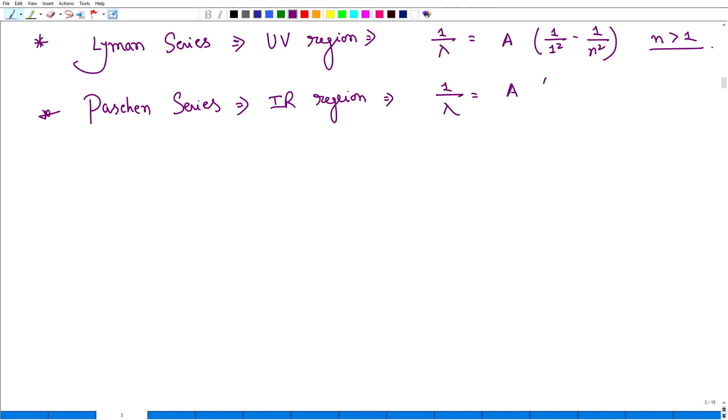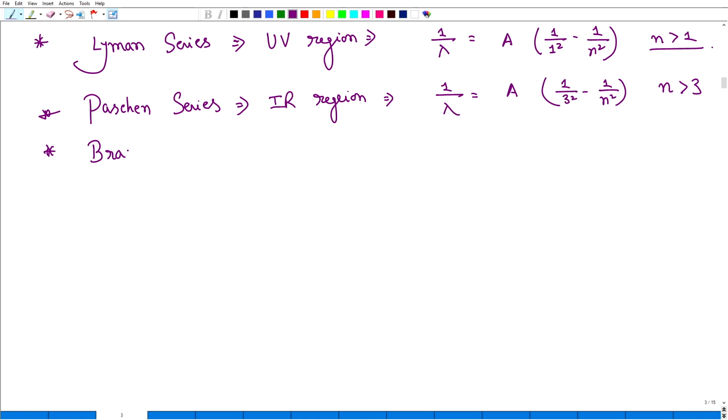The equation is also the same, the value of A is also the same, but this is just 3 square. So Lyman, then Balmer, because in Balmer it is 2, then Paschen. But the Balmer series was first given, that's why it is so important, and it lies in the visible region, so the Balmer series is the most important one.